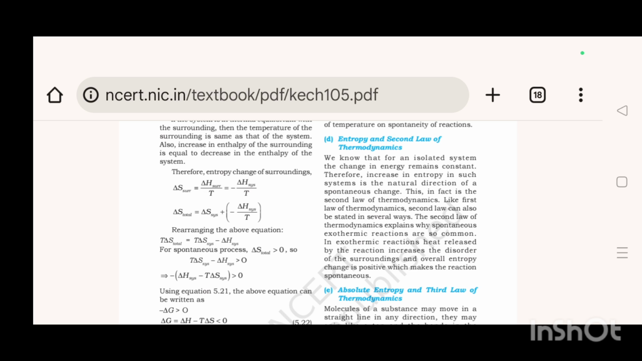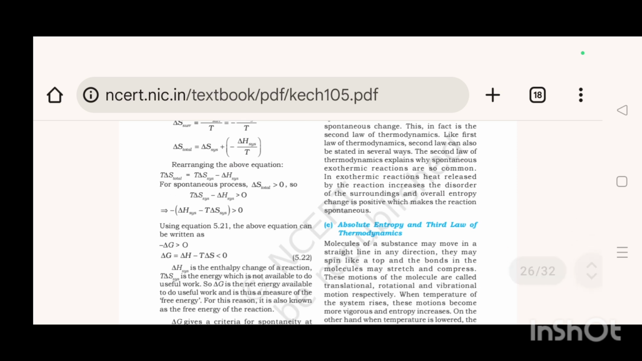For a spontaneous process, delta S total is greater than 0. So T delta S system minus delta H system is greater than 0. Using the Gibbs equation, the above can be written as minus delta G is greater than 0, where delta G equals delta H minus T delta S.